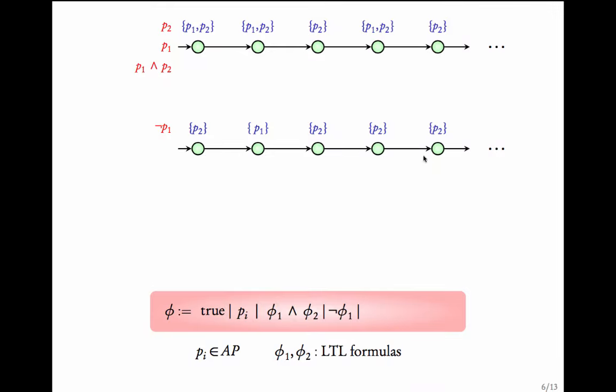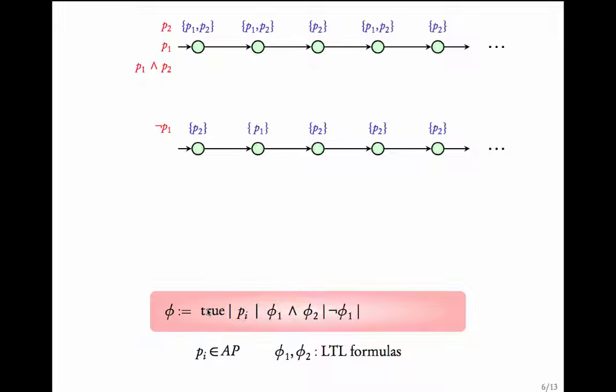Look at this word: P2, P1, P2, P2, P2. Look at the first letter. It does not contain P1. So this word is said to satisfy NOT of P1. However, this other word does not satisfy NOT of P1, because P1 is indeed there. For now, you just need to know that if phi1 is an LTL formula, then NOT of phi1 is also an LTL formula. This is a way of building formulas.